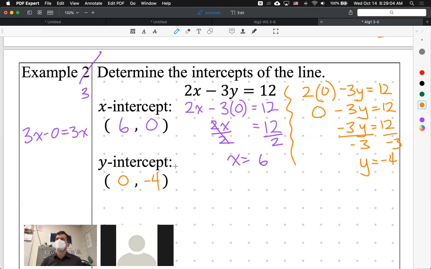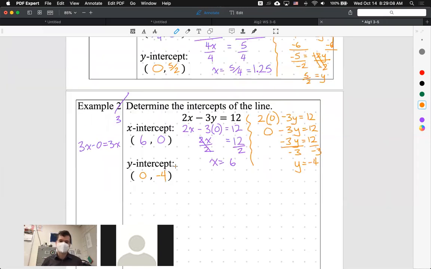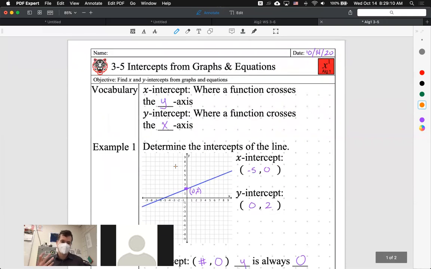Cool. I know that you're doing the homework already. Can everyone give me a fist of 5 on today's entire lesson? Again, the objective that you're giving me a fist of 5 for is how well can you find x and y intercepts from both graphs and equations?